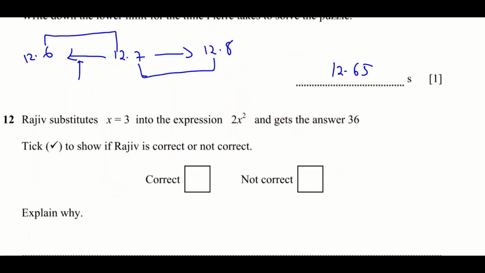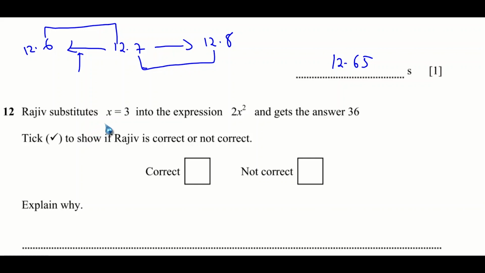Question 12. Rajiv substitutes x equals 3 into the expression 2x squared and gets the answer 36. Tick to show if Rajiv is correct or not correct. Actually it should be 2 times 3 to the power of 2. Following BODMAS or BIDMAS, you have to do the power first. 3 to the power of 2 is 9. 2 times 9 is 18.